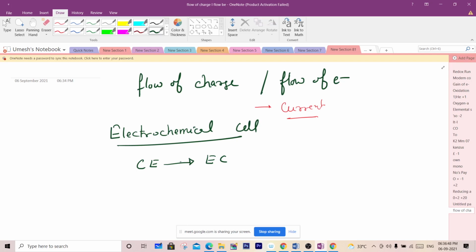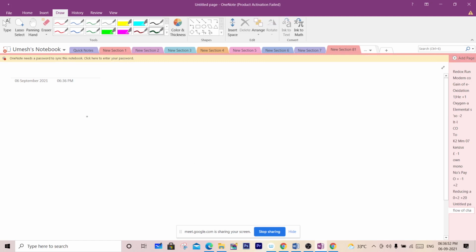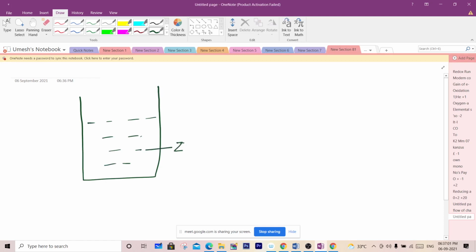Understood? So let us see this reaction now. Here we have copper sulfate solution, that is blue color solution. And inside it we are dipping zinc.